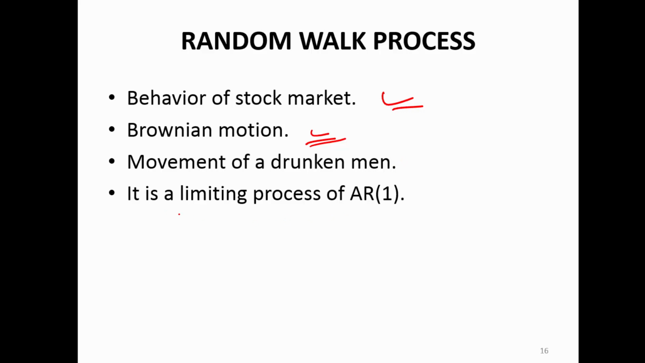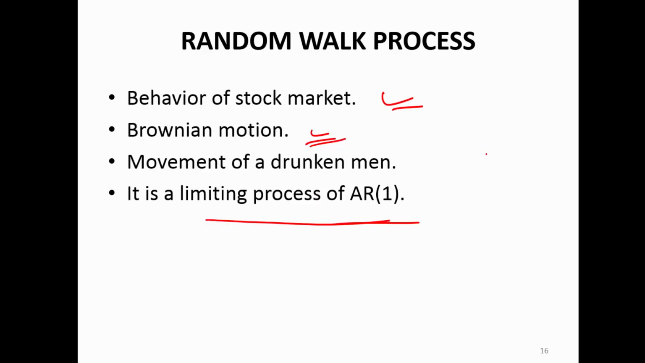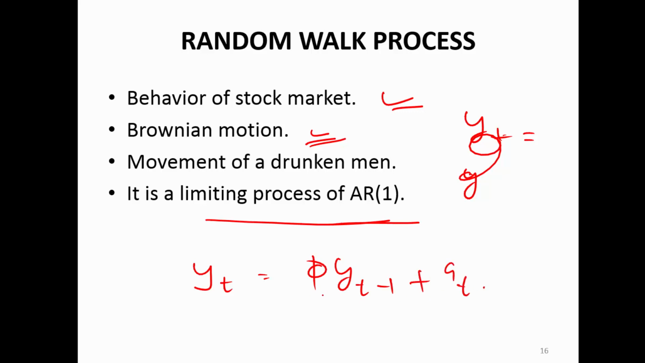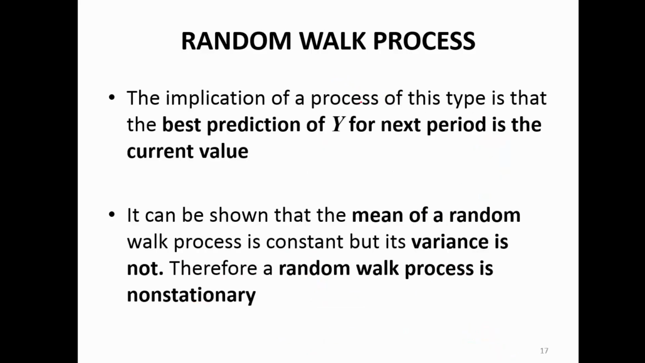Okay, so it's also a limiting process of an AR1 process. So AR1 process is just yt equal to phi y(t-1) plus at, right? So this is an AR1 process. So when phi equal to 1, you get a random walk process. Okay, if phi is less than 1, you have the AR1. So this is a typical condition for AR1. So random walk is basically the special case of AR1 where you cannot go ahead in building a forecasting model.